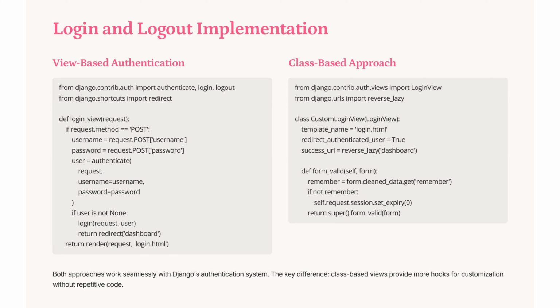Implementing login and logout in Django involves using the authenticate, login, and logout functions. In a function-based view, authenticate the user and redirect to the dashboard upon success. Class-based views, like CustomLoginView, offer more customization, such as handling Remember Me functionality by setting session expiry. Both methods integrate well with Django's authentication system.